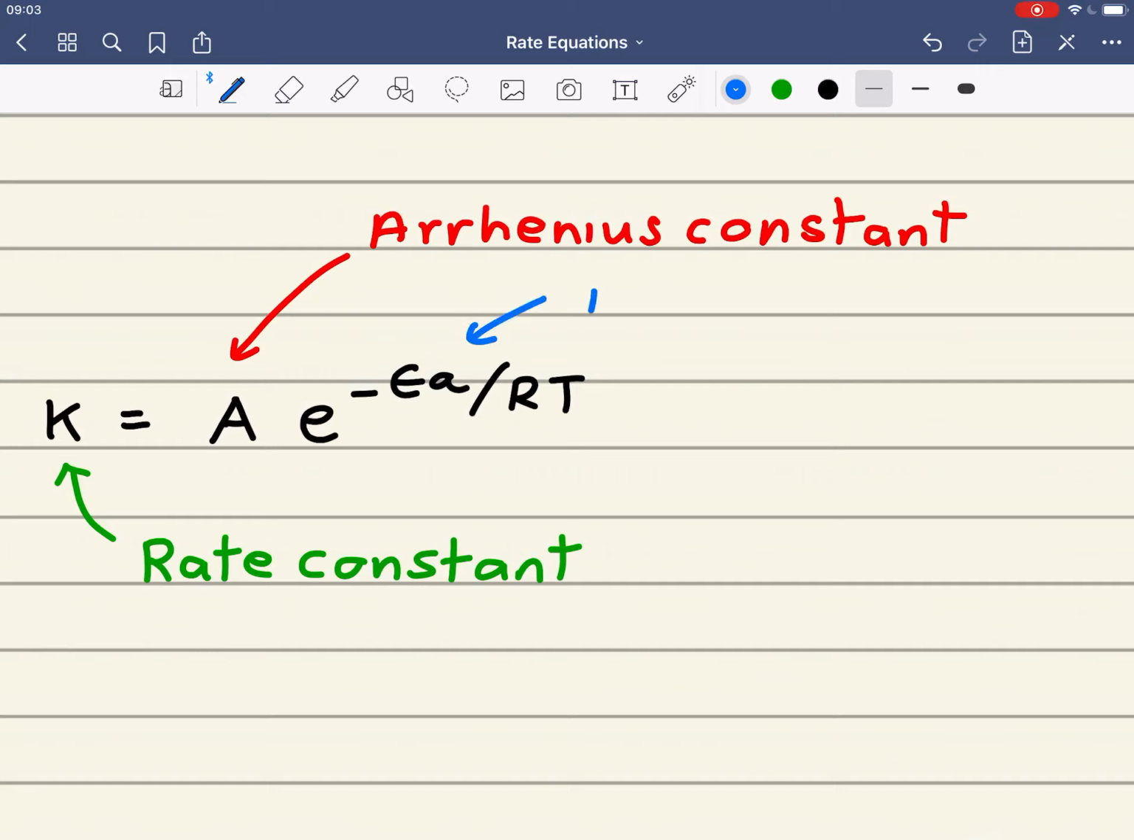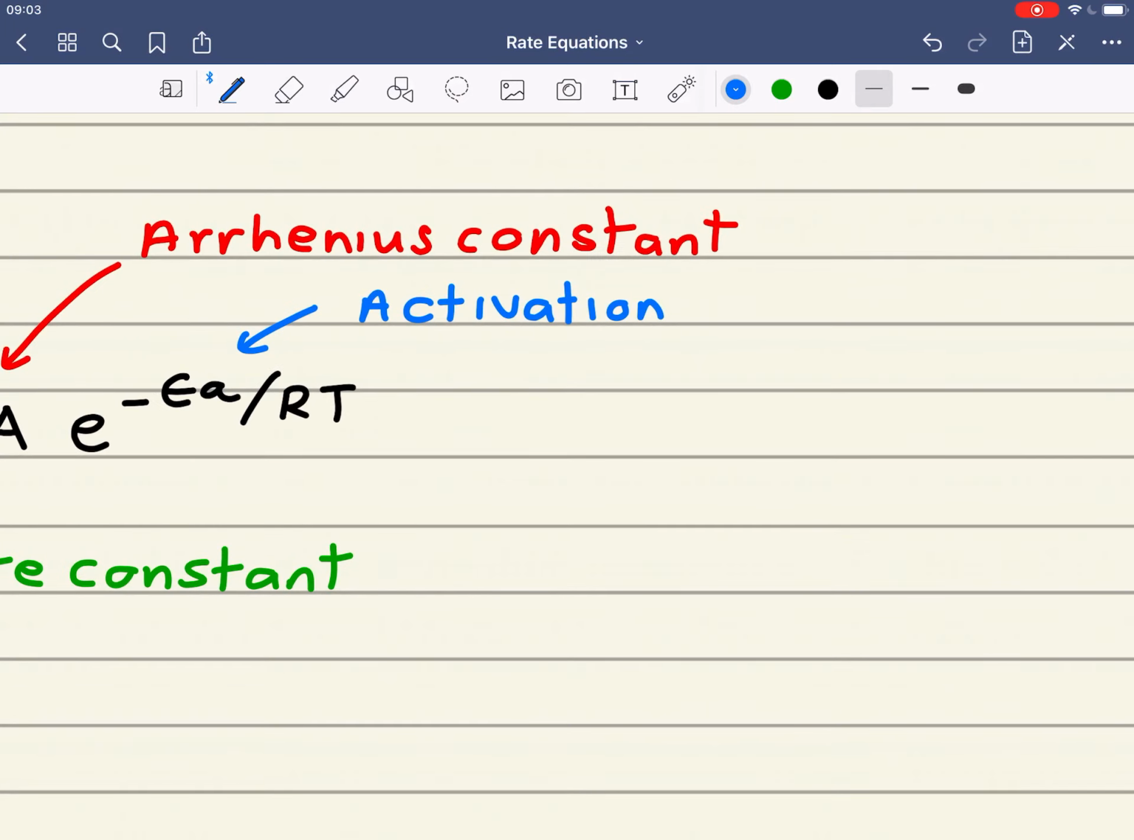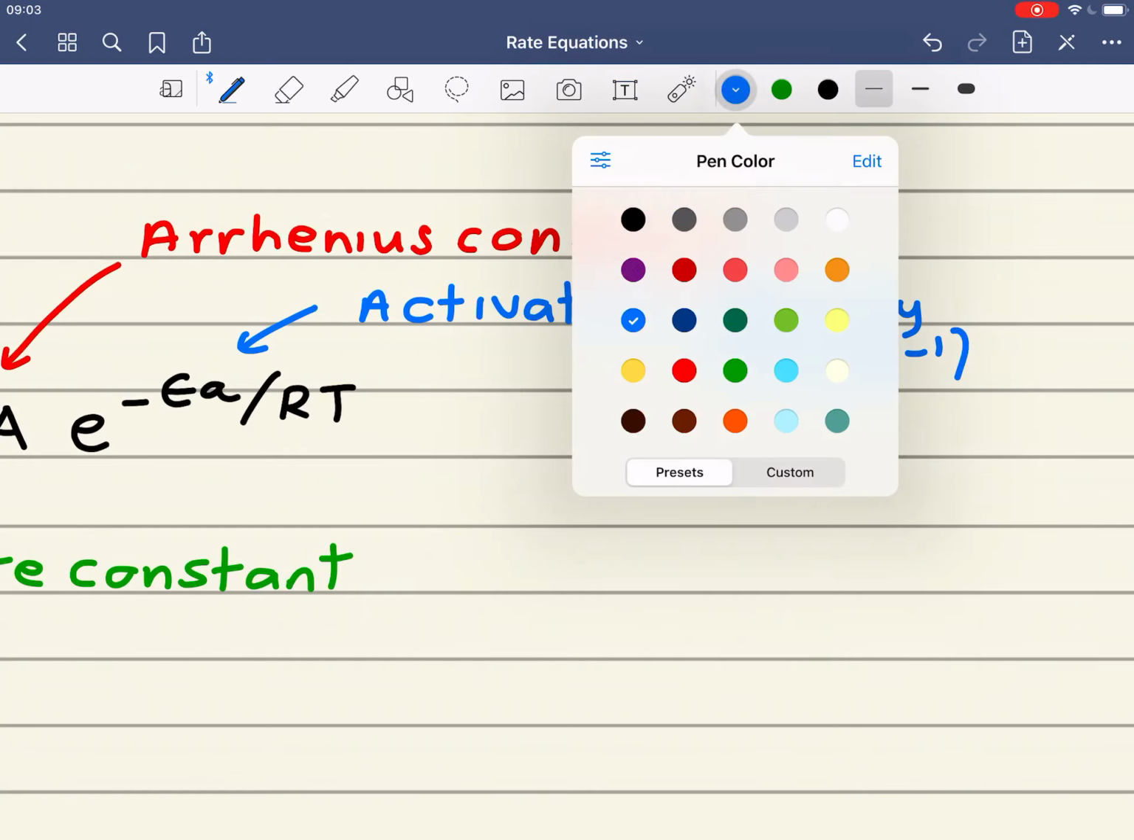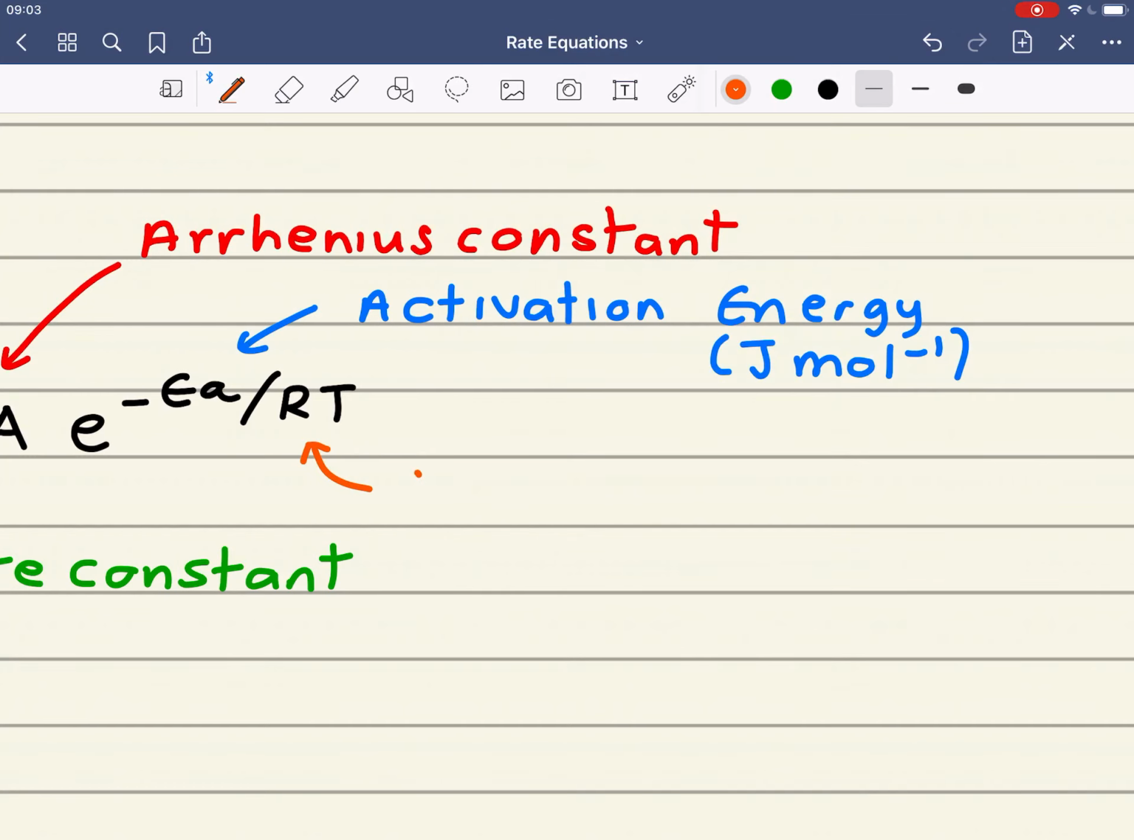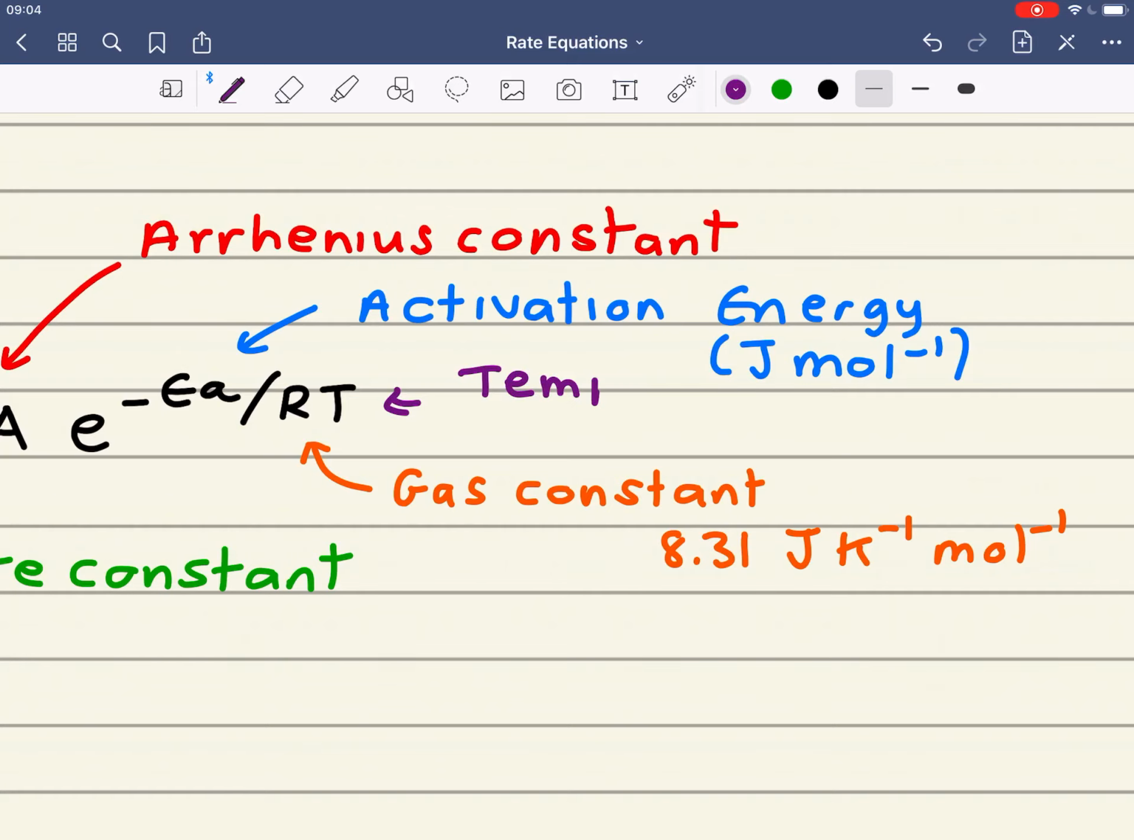Now, EA is my activation energy, and those units are in joules per mole. My R is the gas constant, which was the same gas constant that you looked at when you looked at the ideal gas equation, and that's 8.31 joules per Kelvin per mole, and that's a value which will always be given to you. And then T is the temperature, and that is always in Kelvin.